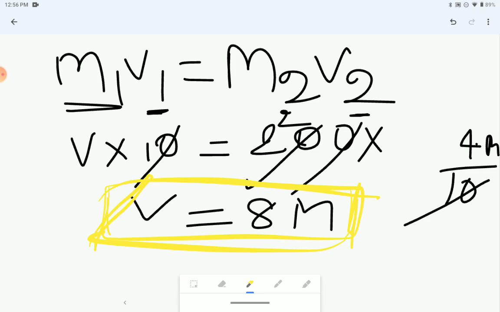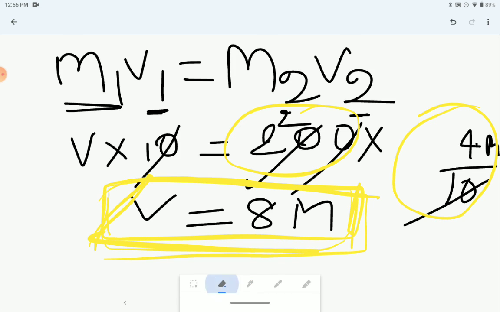So our answer is: the volume of the stock solution required to prepare 200 ml of solution with 0.4 molar is 8 ml. Sorry. Hope everybody understood it.